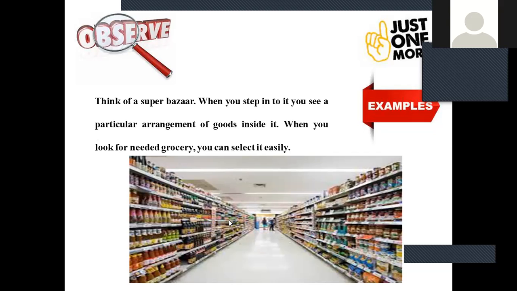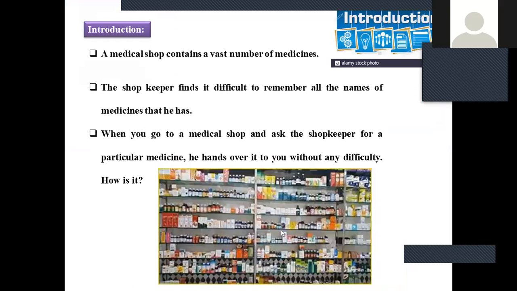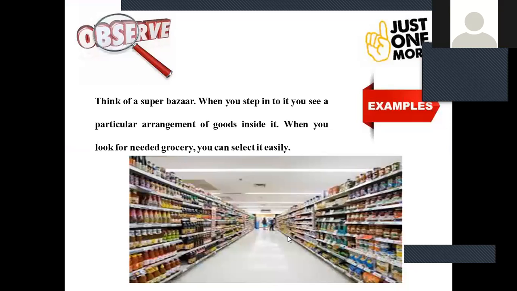because that is available in a certain periodical arrangement. In a similar manner, with the elements of the periodic table, in order to identify each and every element and to remember the properties of each element, it is a very difficult task. In order to avoid that kind of ambiguity, just like the medical shop or the supermarket, we are also arranging our elements in a certain manner so that you can identify where the element is and what are its consequent properties.